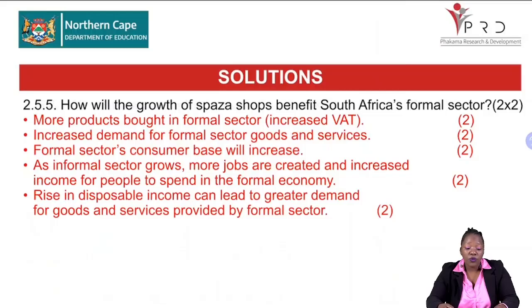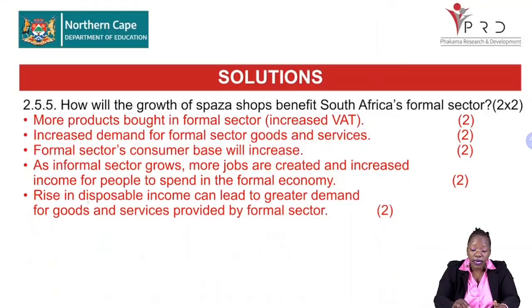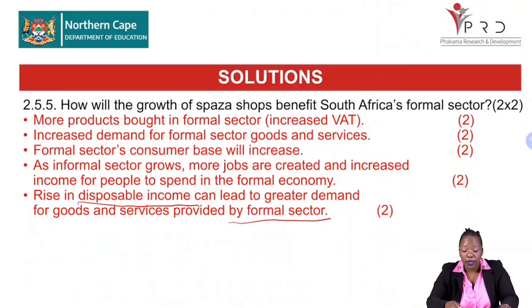Then we're also looking at the rise of disposable income. The disposable income will lead to a greater demand for goods. Again, people will be able to have the income, and also they will be able to pay for the services provided by the formal sector.